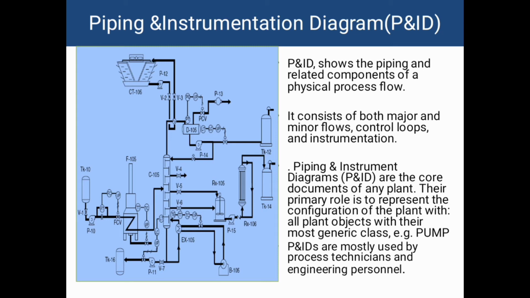So when you are entering a plant as a graduate engineer trainee, you will be asked to first read the plant layout, then you have to read the process flow diagram. The next level you should go to is the P and ID. Once you are thorough with the P and ID, you will become the master of that plant.